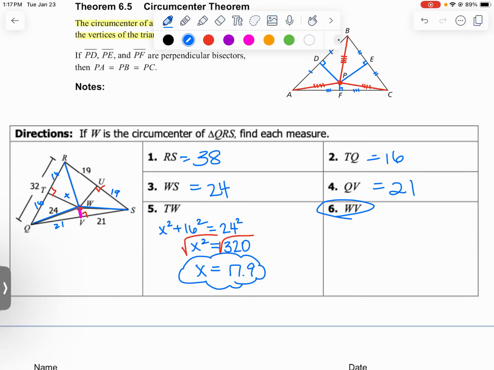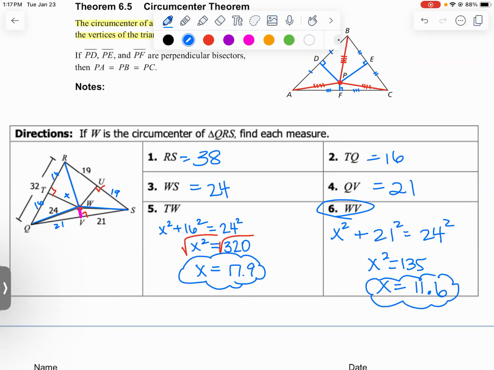Okay, I said x squared because that's what we're trying to find, equals 21 squared because that's the bottom leg, and then 24 the hypotenuse. So we have x squared plus 21 squared equals 24 squared. When you subtract the 21 squared, it sounded like you got 135. And the square root of 135 gave you 11.6189, or just 11.6. We'll round to 1 decimal place.